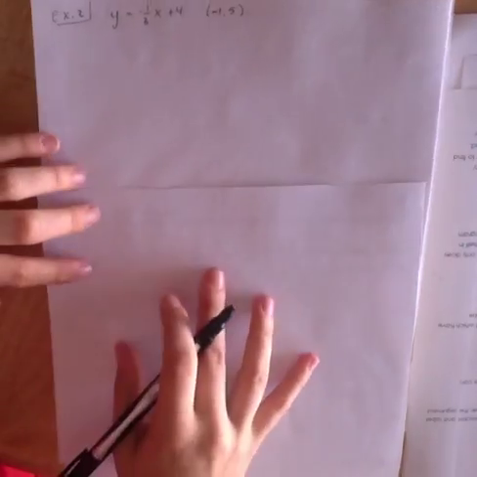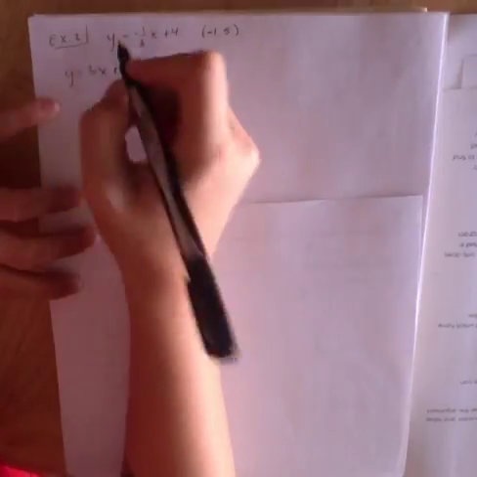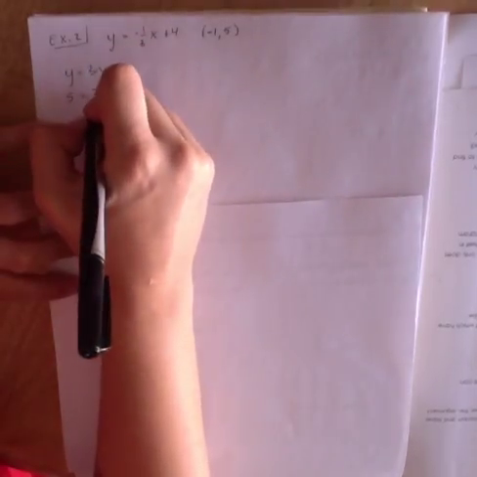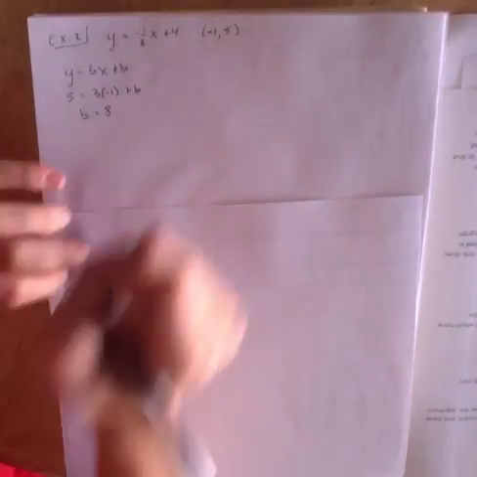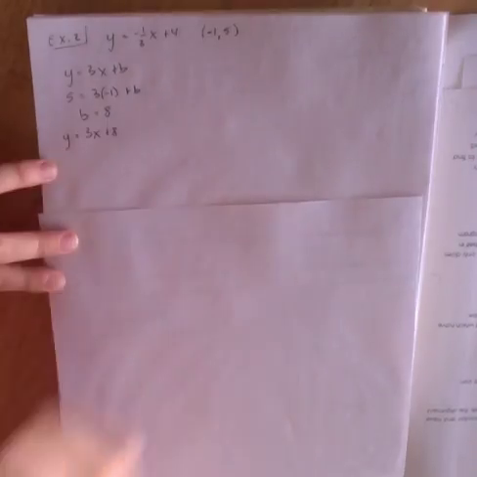Distance between y equals -1/3 x plus 4 and (-1, 5). So, I first find my perpendicular line, y equals 3x plus b. And I use this point to solve for b. So 5 is 3 times -1 plus b. So b is 8. So my perpendicular line, I'll have y is 3x plus 8.